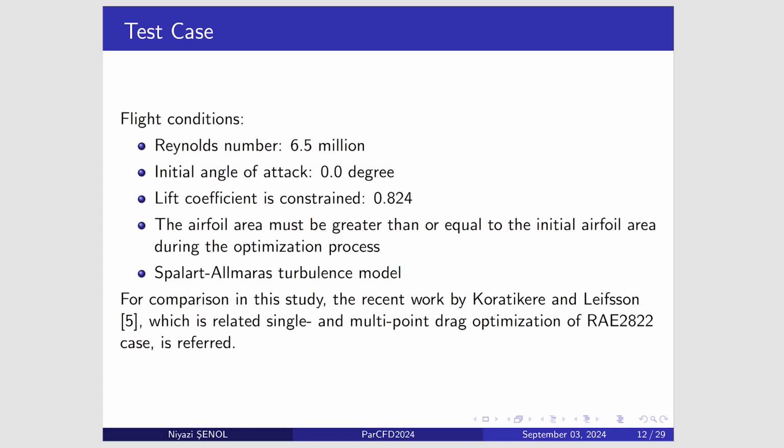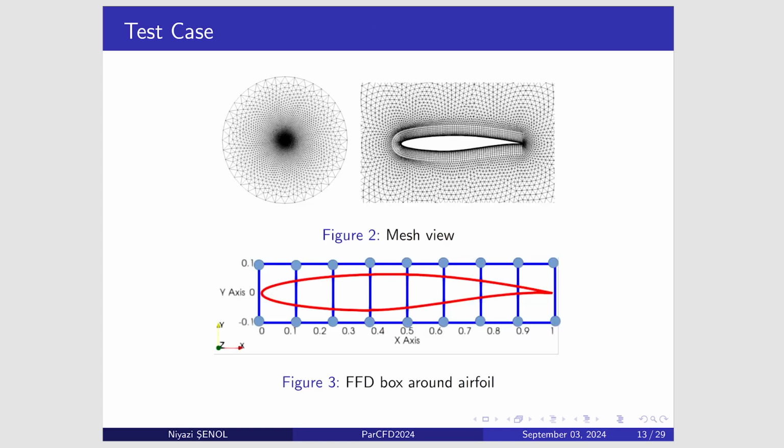For this comparison, we refer to the recent work by Koo and Leifsson, the single and multi-point drag optimization study. In figure 2, you can see our mesh. The first one is the far field mesh, and the second one is near the surface. In figure 3, you can see the FFD box. We have an FFD box with 18 design variables. The design variable points are available only in the y direction; they move.